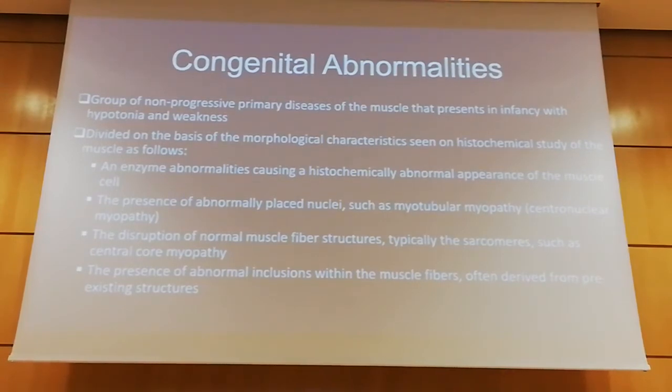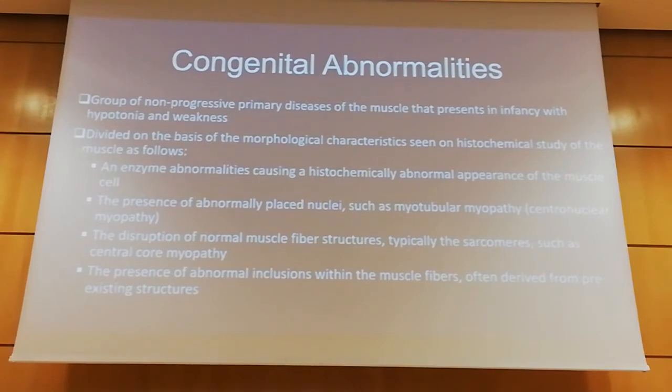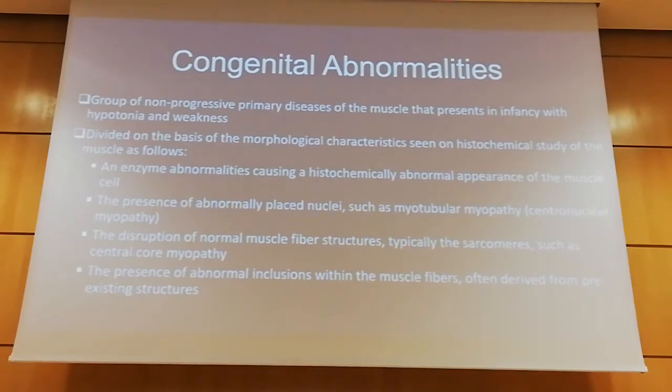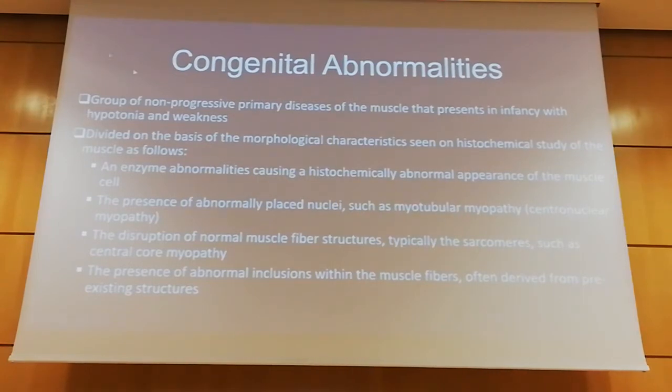When it comes to the differential diagnosis about what disease you are dealing with, this is not really related to medical school, but I will summarize what you could go after. Most likely it's going to be a histochemical study where the enzyme abnormalities are going to change the appearance of the muscle cell and will tell you what you are dealing with. It could be the presence of abnormally placed nuclei, such as what you see with centronuclear myopathy. There may be disruption of the normal muscle fibers, such as what you see with central core myopathy. And finally, abnormal inclusions in the muscle fiber.